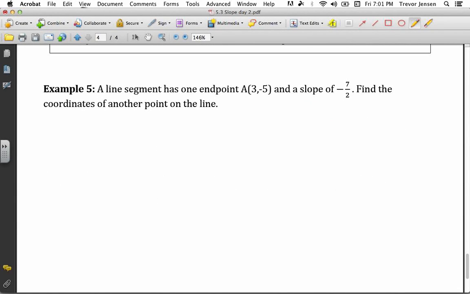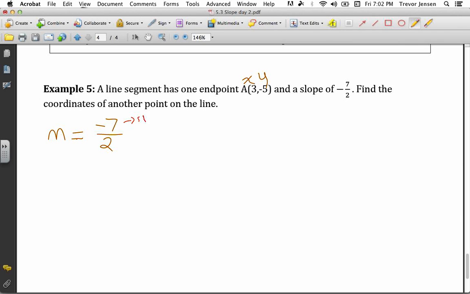A line segment has one endpoint at (3, -5), so that's our x and our y coordinate, and it has a slope of -7 over 2. Find the coordinates of another point on the line. First, let's decide if we want the negative in our numerator or denominator. Let's put it in the numerator again, so -7 over 2. Now, we need to think about how we can find another point on the line algebraically.